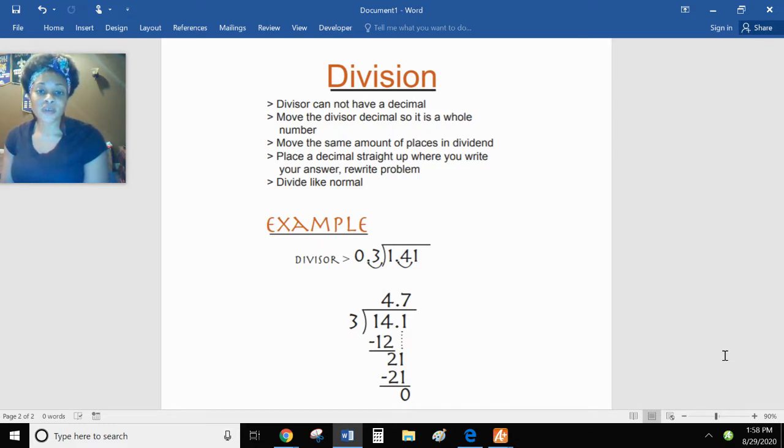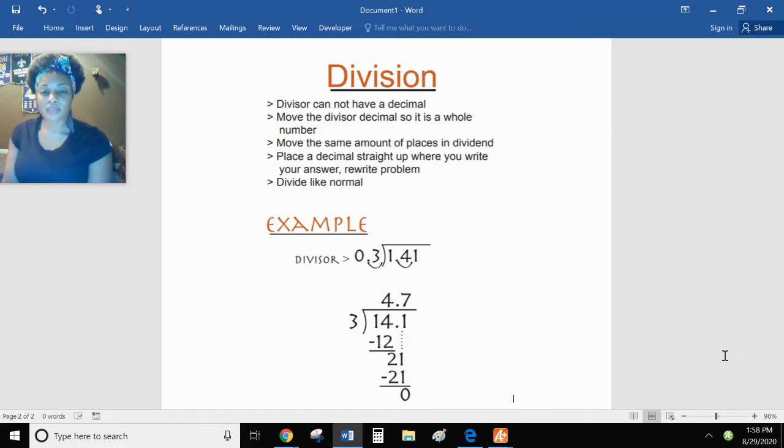You move the divisor decimal so it is a whole number. Move the same amount of places in the dividend that you moved in the divisor. You want to keep it balanced, okay? Place a decimal straight up where you write your answer, rewrite the problem, and then you divide as normal.